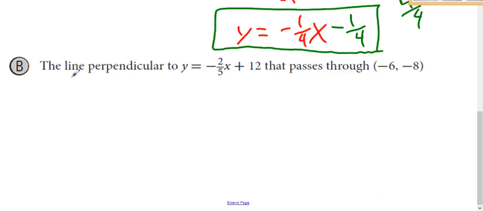So for this next one, the line's perpendicular to y equals -2 over 5x plus 12. So we're going to take that slope. Since we're doing perpendicular, we need to get the opposite reciprocal. So we're going to flip the fraction and change the sign. So 2 over 5 flips to be 5 over 2. And you change the sign from a negative to a positive. So there's the slope for our perpendicular, positive 5 over 2. And then we use the point -6, -8.